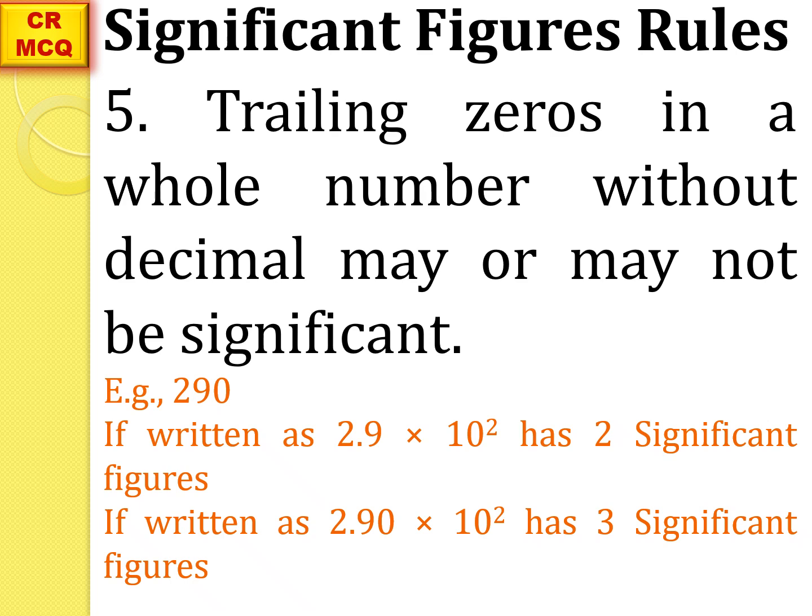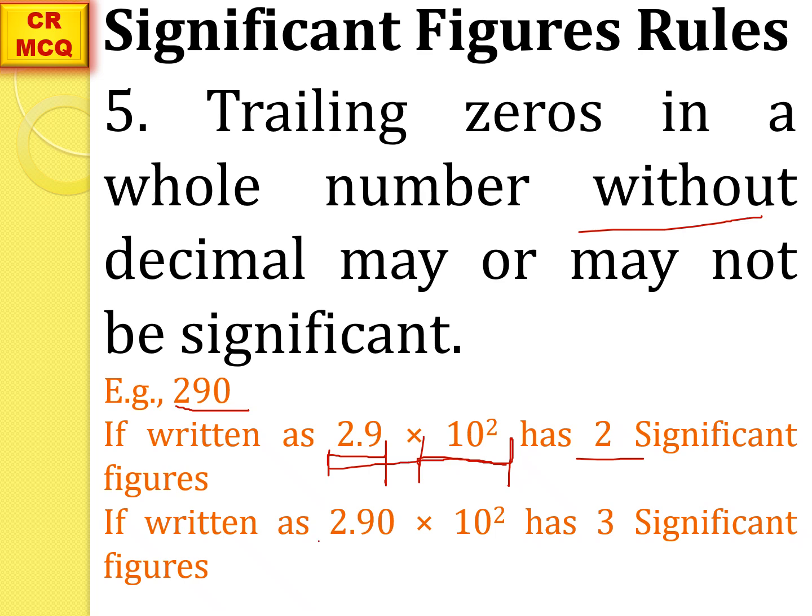Next rule is trailing zeros in a whole number without decimal may or may not be significant. Again, trailing zeros are zeros that are written after the last non-zero digit without decimal. These may or may not be significant because it depends on how this figure is represented in terms of decimal or exponential term. If it is written as 2.9 into 10 raised to power 2, whatever is written in the exponential term is not considered as significant. Only two digits are representing this figure, 2.9. So here overall significant figures are 2.